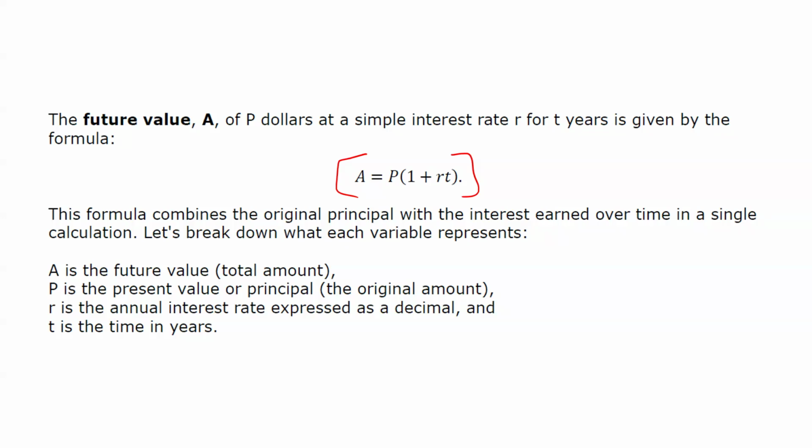So let's break down what each variable represents. A is going to represent your total amount, your future value. P is going to be the principal or the present value, the original amount. R is going to be your annual interest rate. Remember, this is always expressed as a decimal. And T will be your time in years.